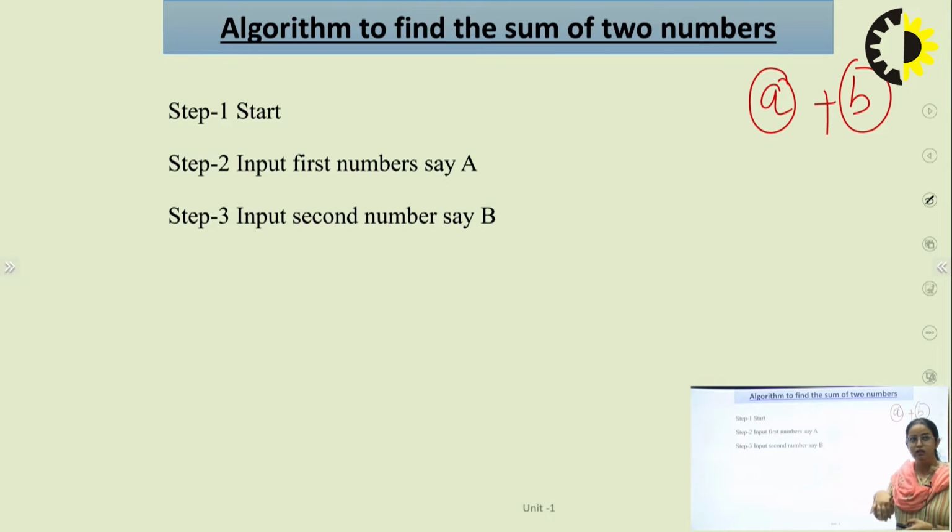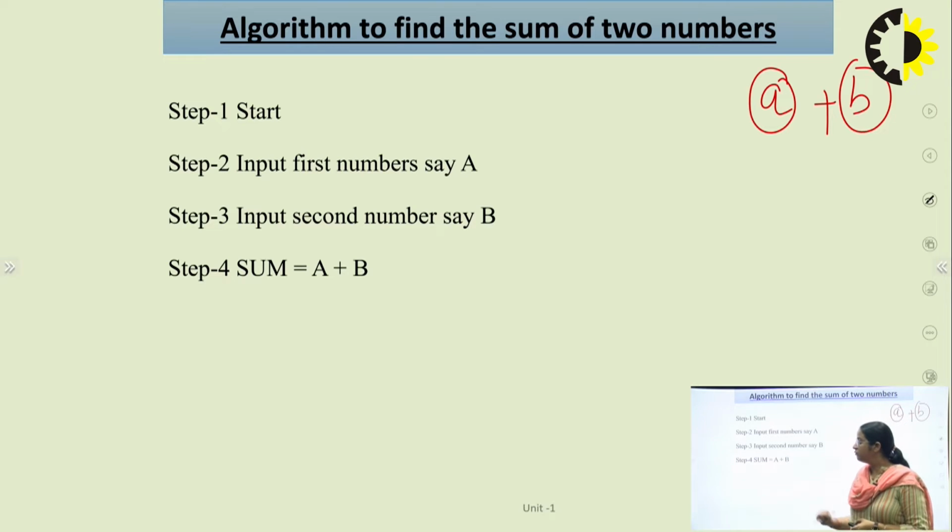Now we have entered the two numbers A and B, or we can say we have the input. Now the fourth step: if we have two numbers, we have to do some computational task. What computational task do we have to perform here? We have to add the two numbers.